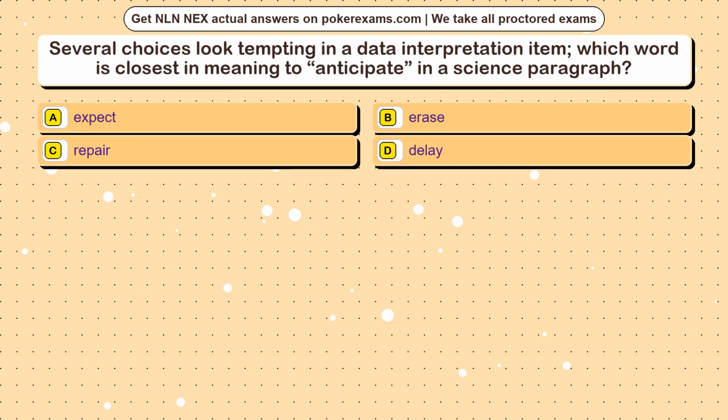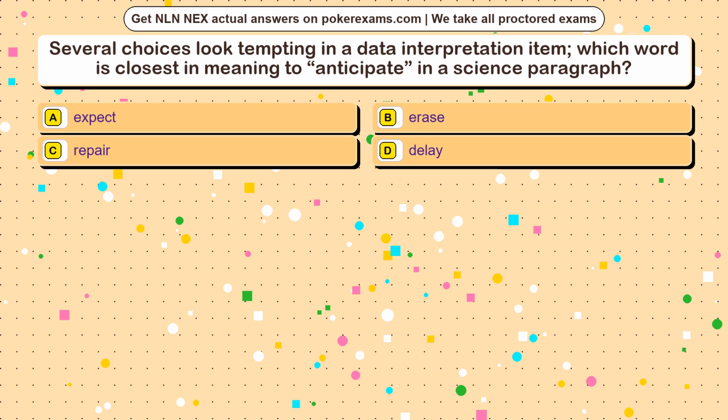Question 12. Several choices look tempting in a data interpretation item. Which word is closest in meaning to anticipate in a science paragraph? Option A, expect. Option B, erase. Option C, repair. Option D, delay.